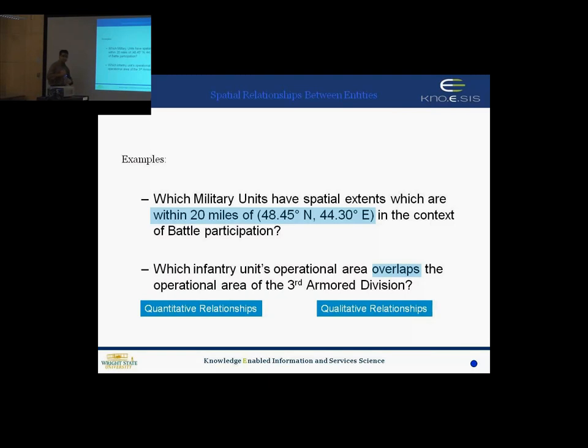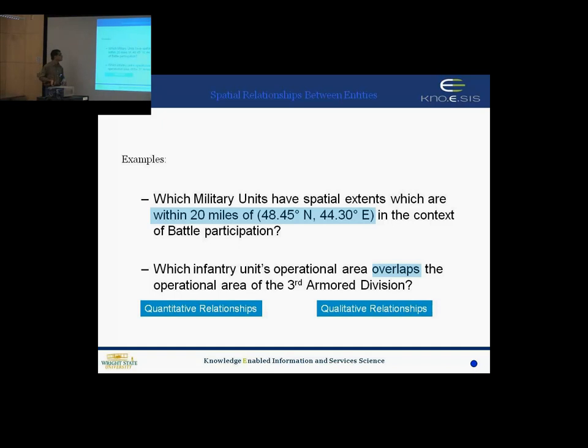Although we are able to model all this information, the question comes back to: is it possible to query all this information? And if I have to query, how do I query it? Let's say I want to execute a query for which military units have areas of operations within 20 miles of so-and-so coordinates in the context of a specific battle participation, or which infantry units operated in overlapping areas, so that some kind of discussion happened between them for operations.